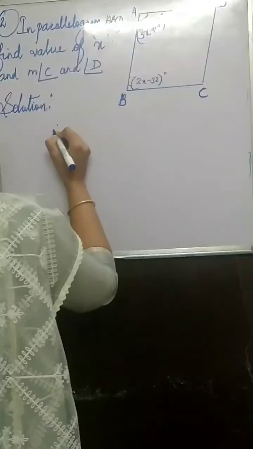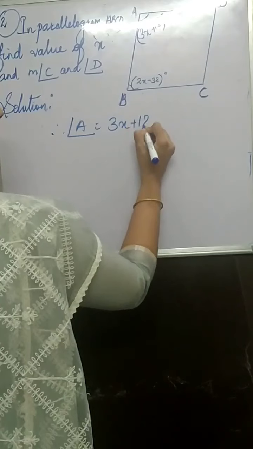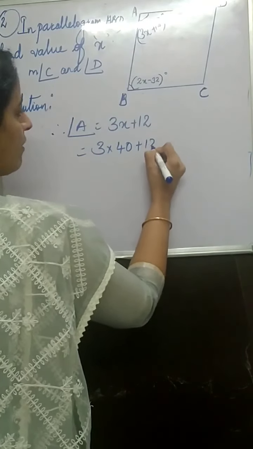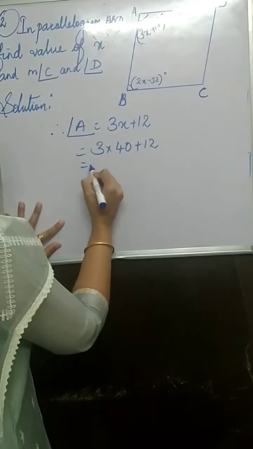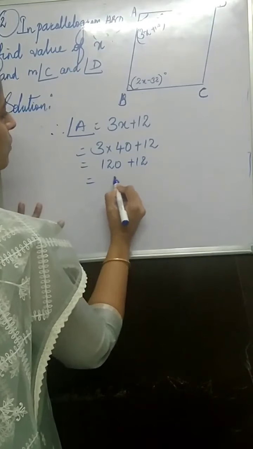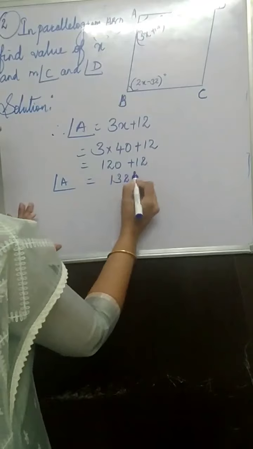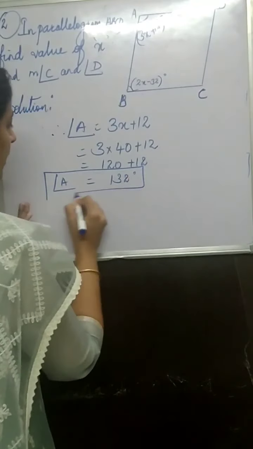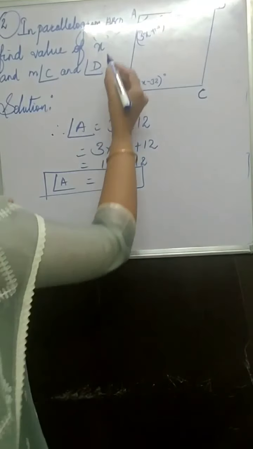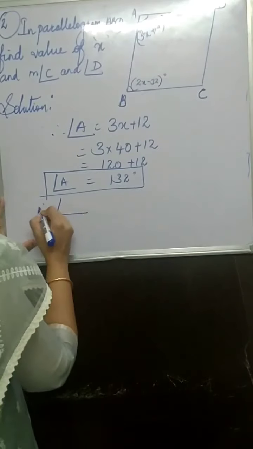Again, same reason. Therefore, angle A is equal to 3x plus 12, which is equal to 3 into 40 plus 12. Okay, x we got 40 now. So 40 into 3 is 120 plus 12 is equal to 132. So angle A we got 132 degree. So if you got angle A 132, then how much will be angle C?